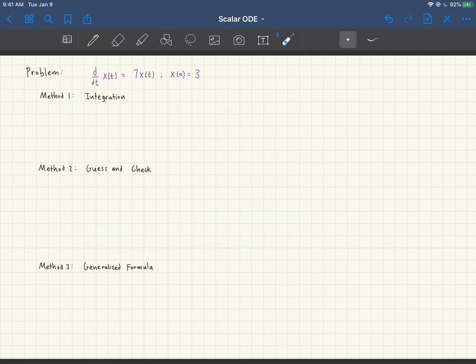Now we're going to take a look at an example problem and look at 3 different ways to solve it. Let's say we have the derivative of x of t is equal to 7x of t, and we know the initial condition is x of 0 is equal to 3. The first thing we can try is integration. Let's say that dx/dt is equal to 7x. Then we can divide by x and say dx over x is equal to 7 dt. If we integrate both sides, we get the log of x is equal to 7t plus c.